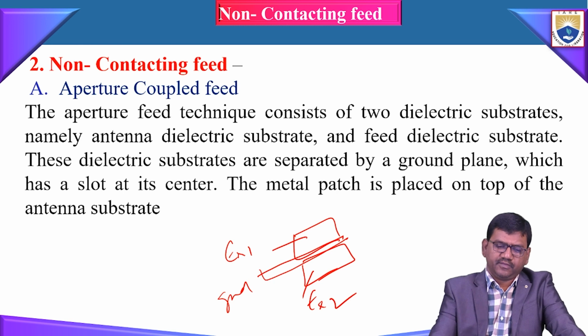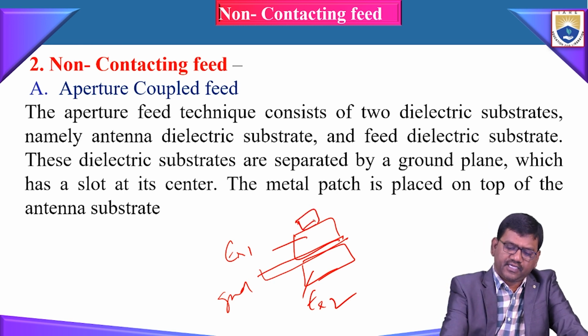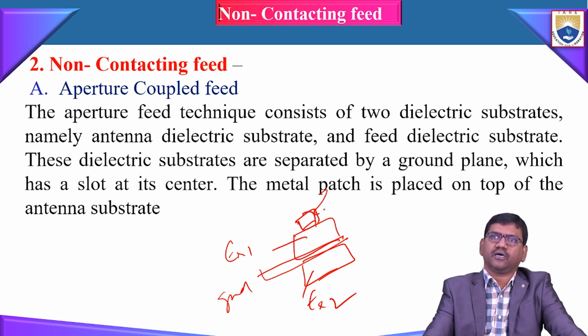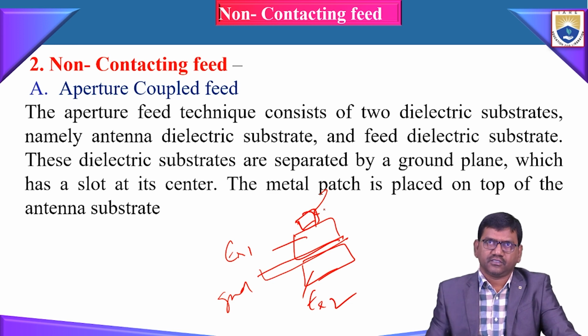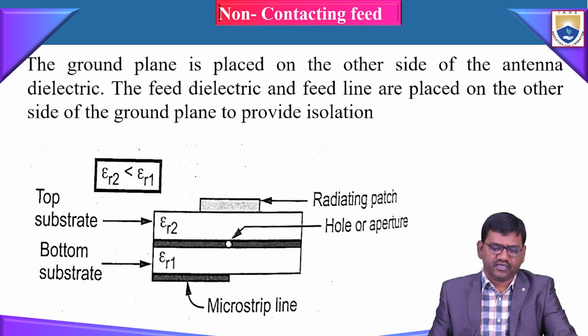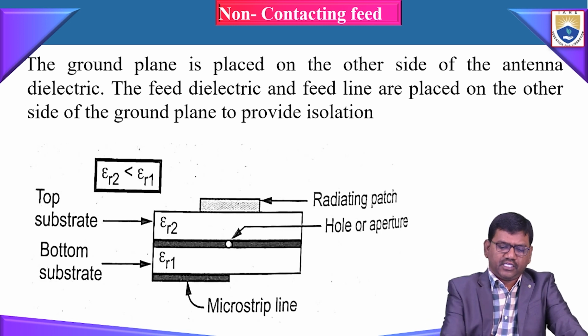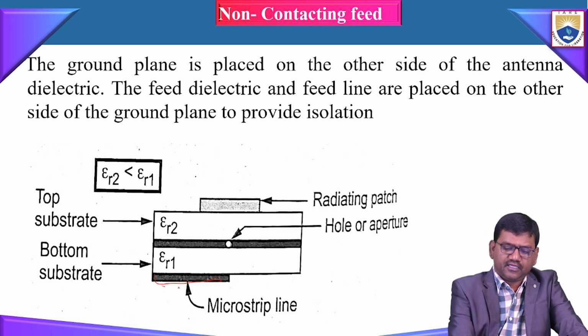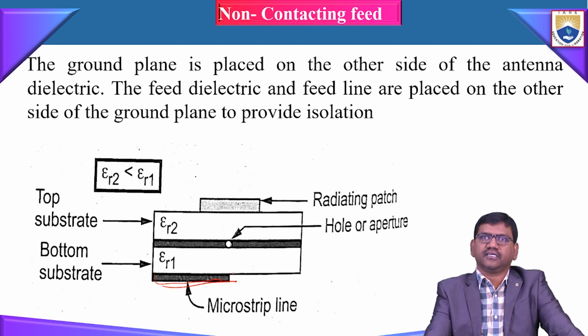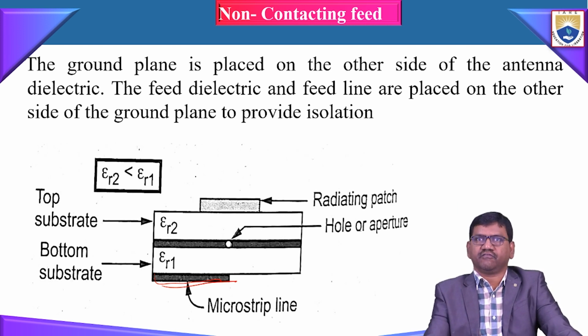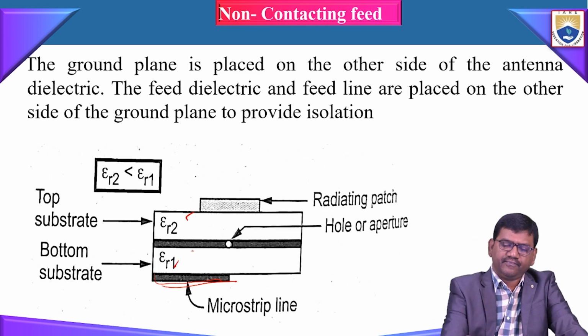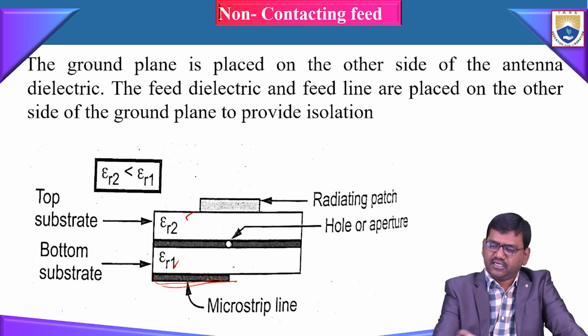Clear? The metal patch is placed on the top of the antenna substrate. This arrangement we call an aperture coupled feed. The transmission line is placed exactly at the center, at the lower level of dielectric substrate 1. There are two substrates here, and the microstrip line is placed at the lower layer.